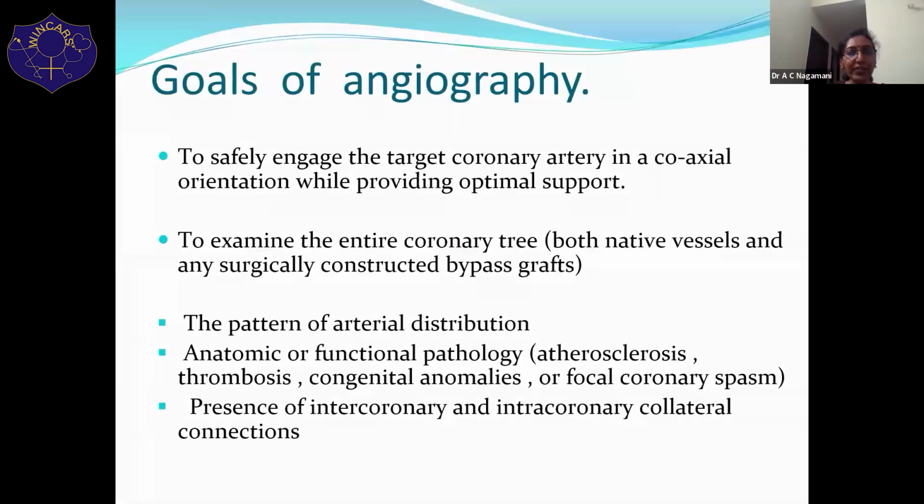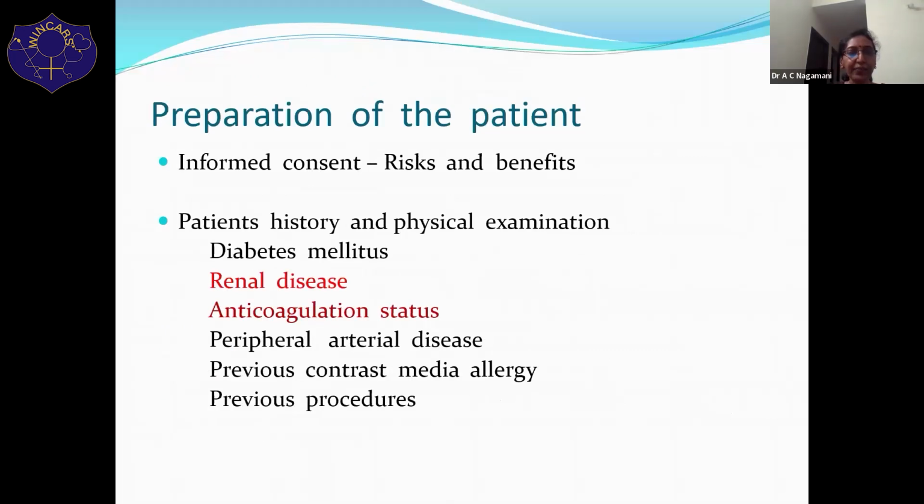So what are the goals of angiogram? We need to safely engage the target coronary artery in a coaxial orientation while providing optimal support. By this, we examine the entire coronary tree. We know the pattern of arterial distribution, anatomic or functional pathology, presence of collateral connections.